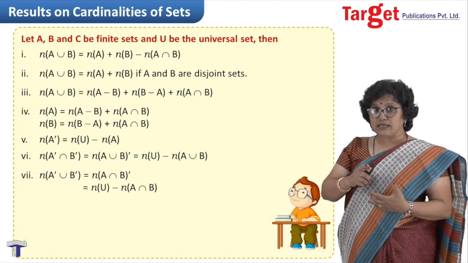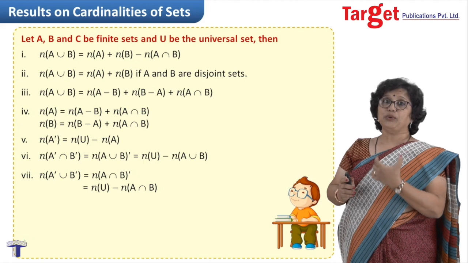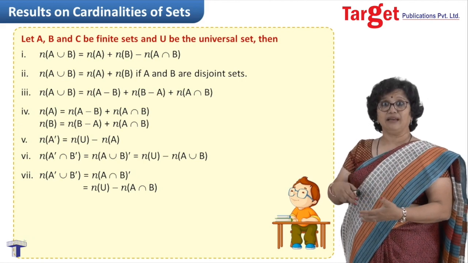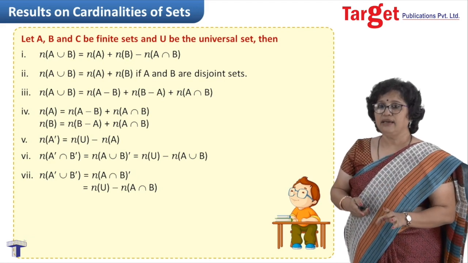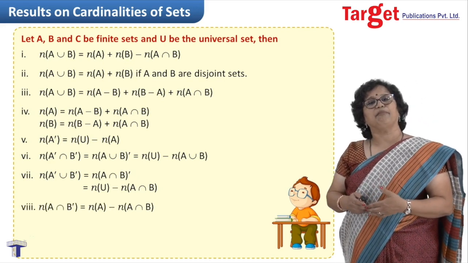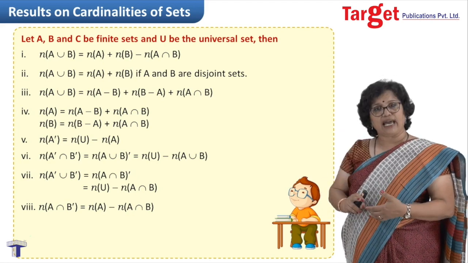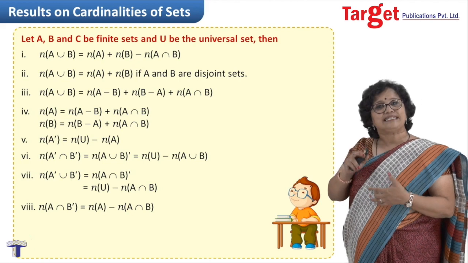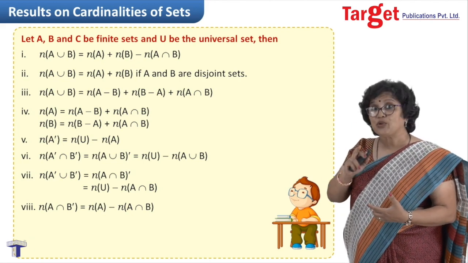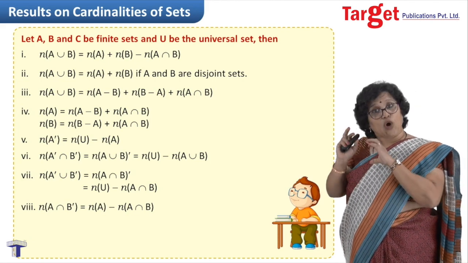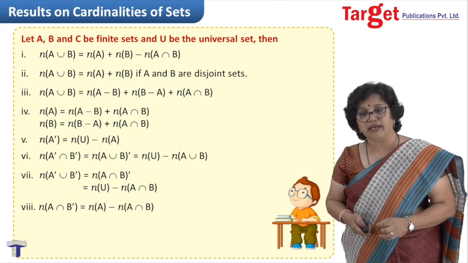Now again, I repeat, those who are not able to understand how we are writing A complement union B complement, replacing it by A intersection B complement, please draw a Venn diagram and verify. I go to the next, and that is N of A intersection B complement. You draw a Venn diagram, you realize that it would be the same as if you remove from A the A intersection B part, and it is actually nothing but A minus B. So what you draw for A minus B is the same as A intersection B complement.